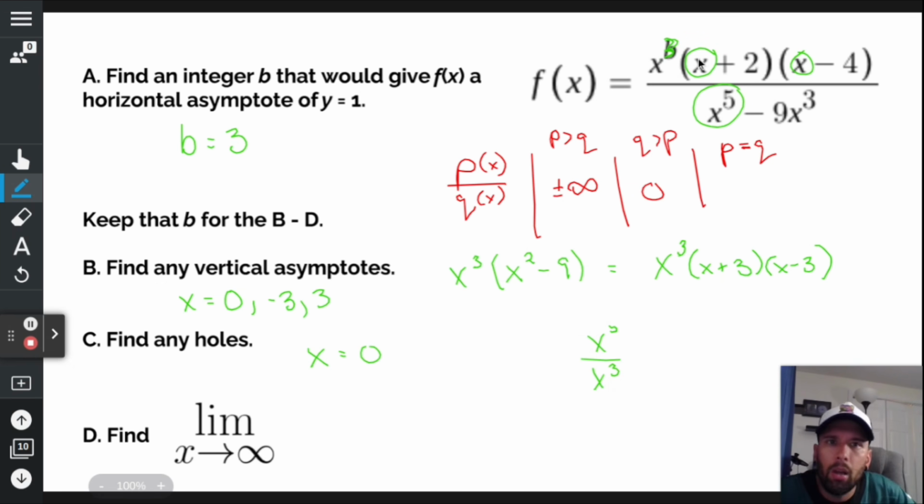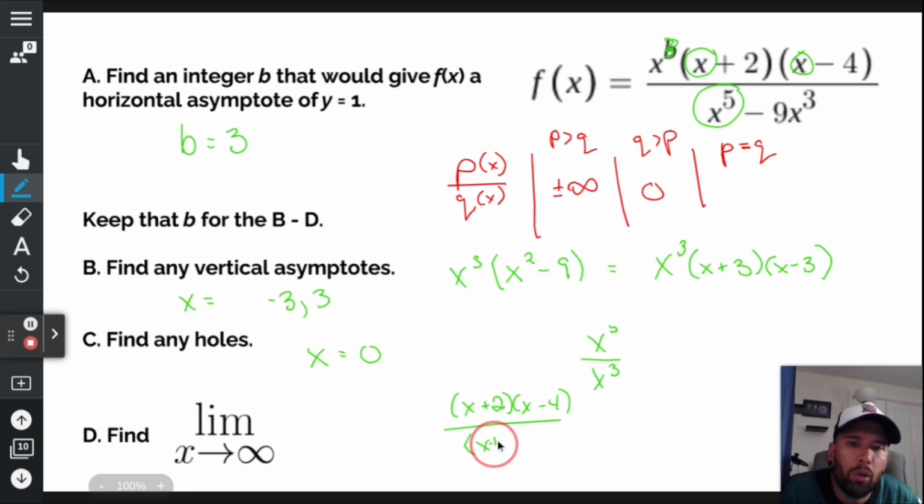I don't have a vertical asymptote at 0, because since I have x cubed upstairs and x cubed downstairs, they cancel each other out. And the whole thing here ends up having a behavior of an equation like x plus 2 times x minus 4 over x plus 3 x minus 3. And since I had x cubed out here and x cubed out here, my holes exist there. And I don't have a vertical asymptote at 0. Whew. Oh, dodged a bullet on that one.